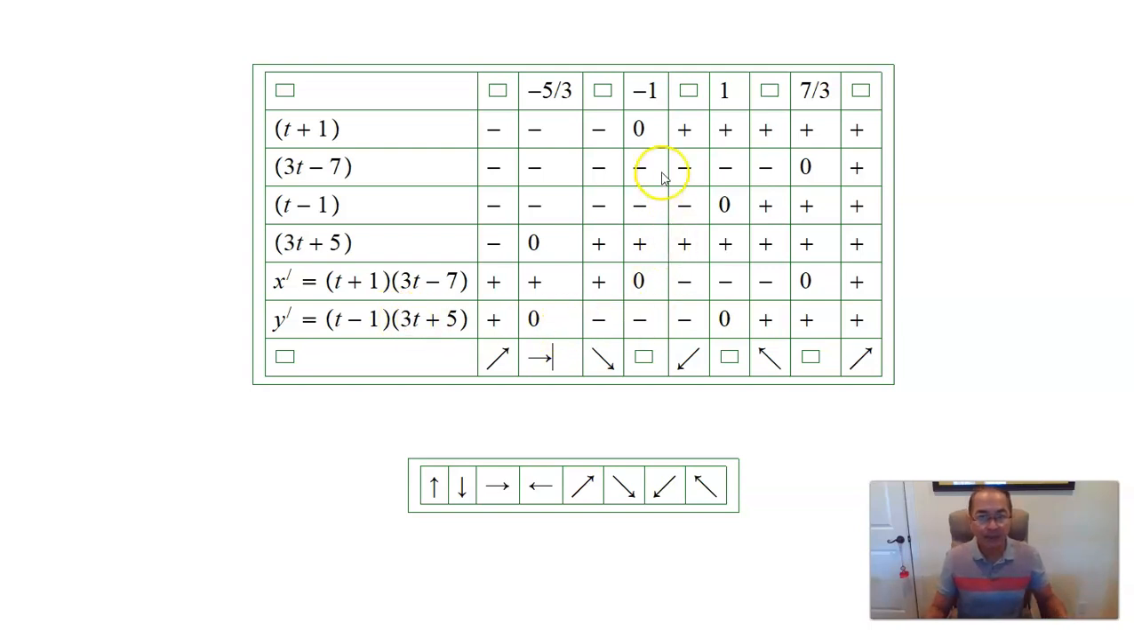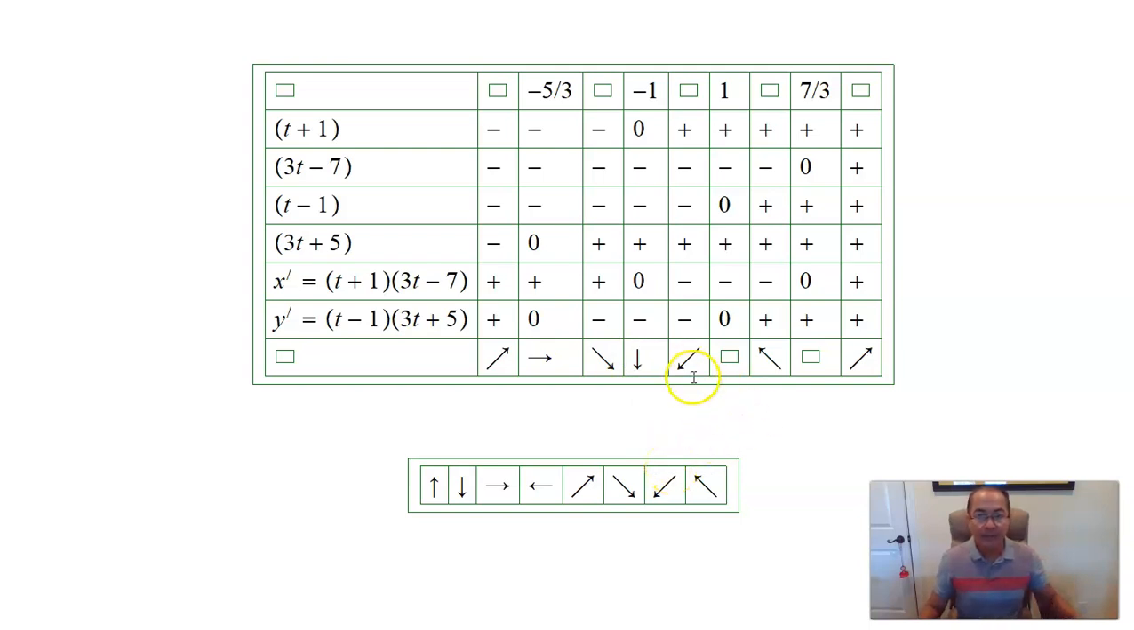Okay, how about at negative 1? So notice that the zero is now in x prime, not in y prime. Okay, so let's see if we can trace the story. You're going to the right and down. So from your point of view, you're going right and down. And now you want to go left, but still down. So now you're going like this. So from right down to left down, in between your arrow is pointing straight down. So we want this direction.